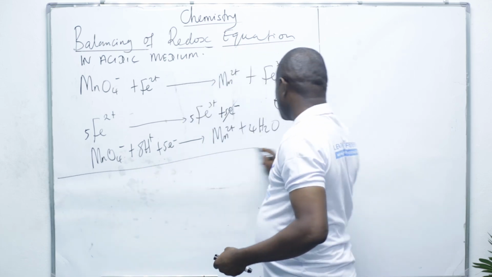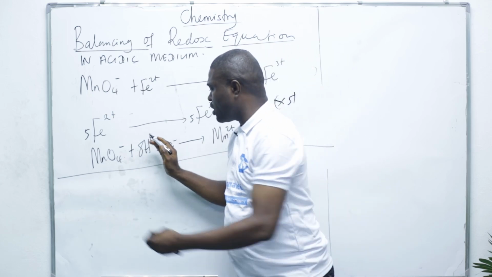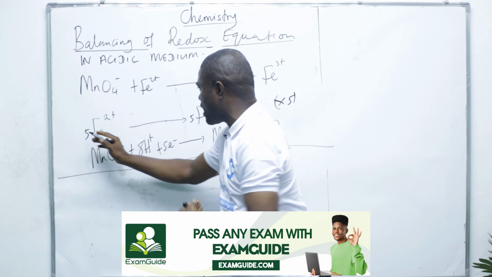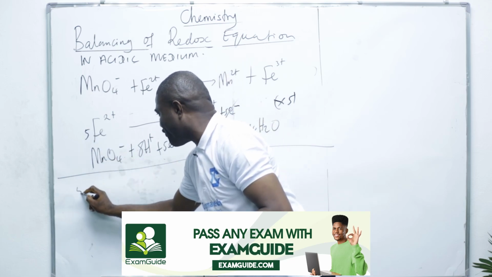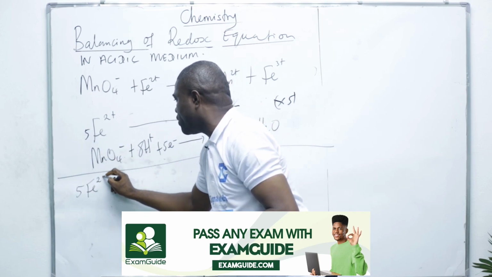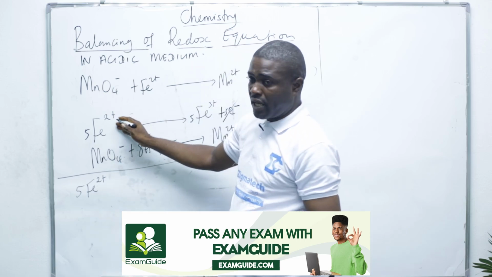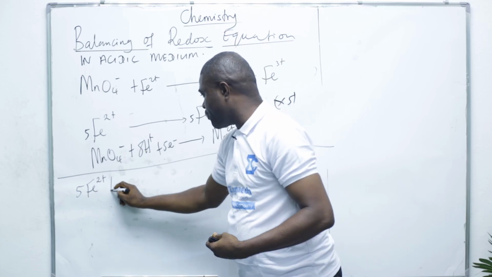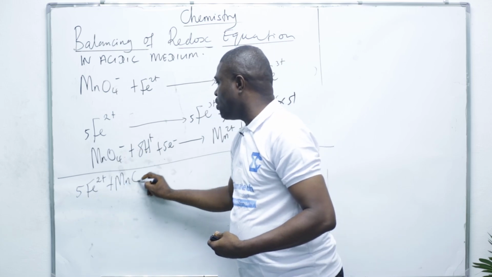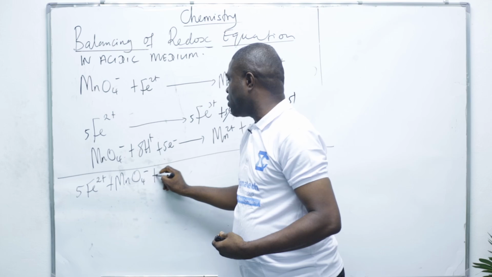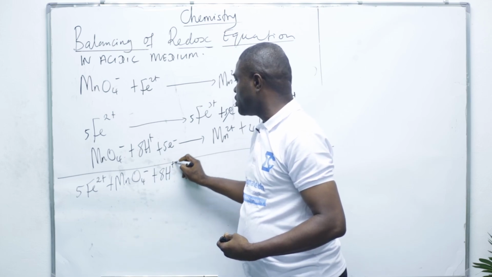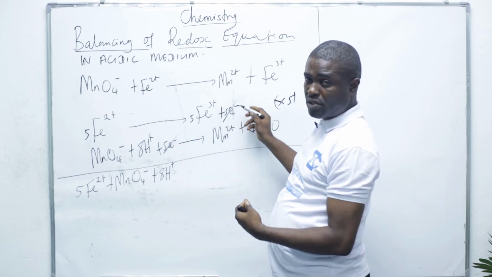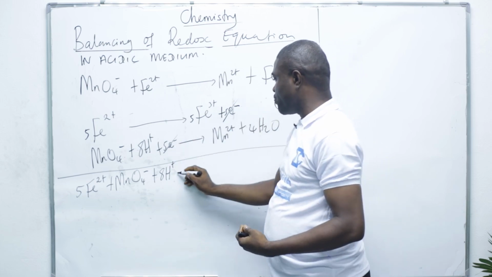You rule a line, then bring all the reactants. Let's begin by writing the reactant. In the reactant of the oxidation half equation, I have iron, so that is 5Fe2 plus. I'm done with the reactant here. So I move to the reactant of the other half equation, which is now plus MnO4 minus plus 8 hydrogen ion. There's no need of picking this, because 5 electrons have cancelled 5 electrons, right? So move to the product side.